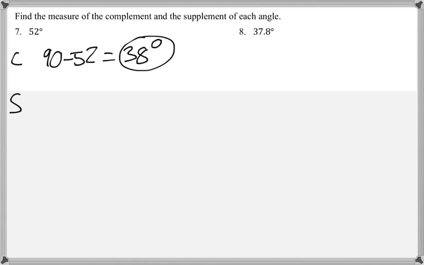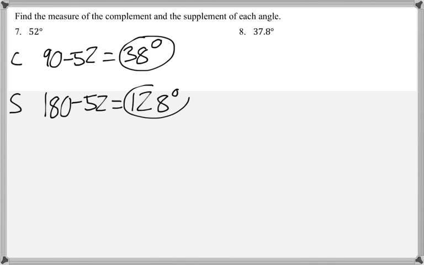To find the supplement, we need to take 180 minus 52, and that will get us 128 degrees. So 128 plus 52 gets you back to 180. So 128 is the supplement of 52.